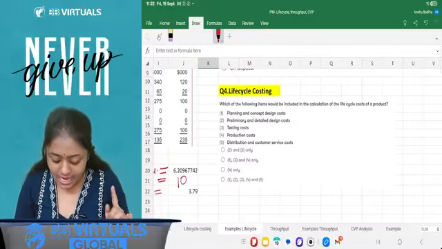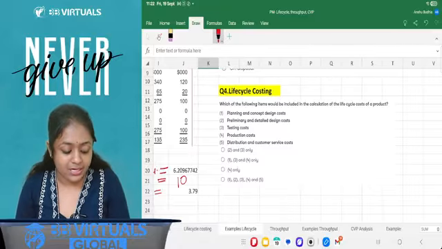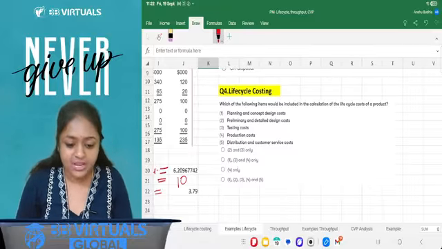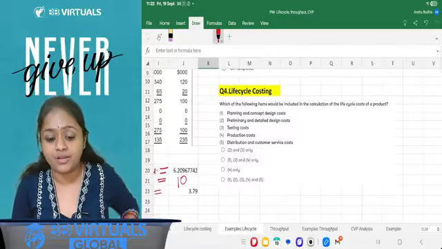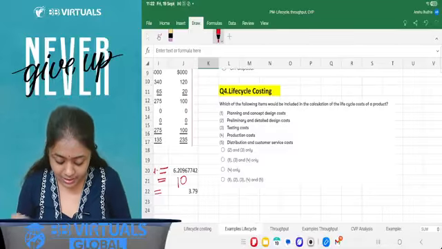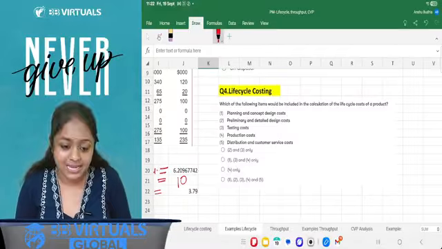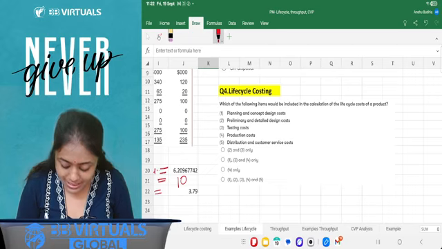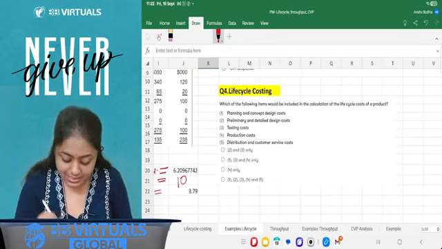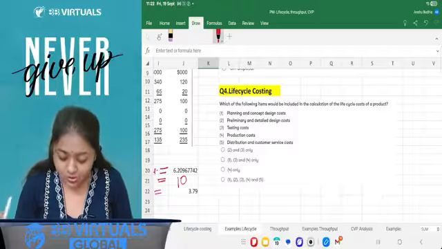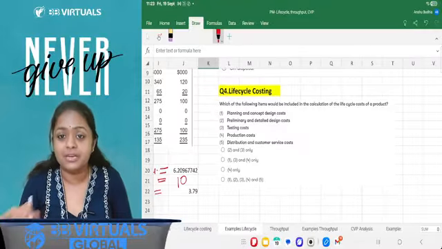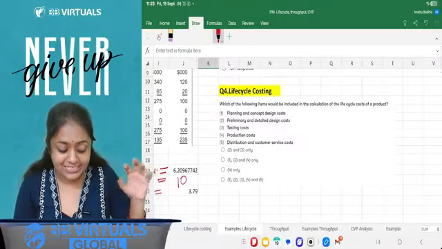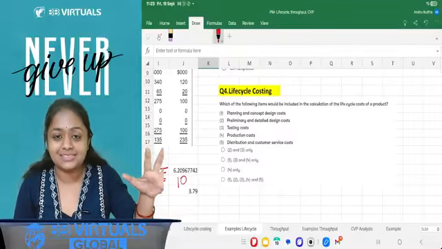Which of the following items would be included in the calculation of, very good Gemin, the life cycle cost of a product? Which of the costs would be included? Planning and concept design cost, preliminary and detailed design cost, testing cost, production cost, distribution and customer service cost, and accordingly the combinations are given. Again 10 seconds. Let's see who can answer.